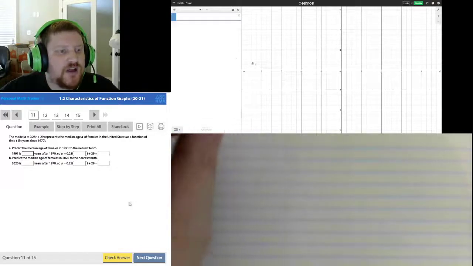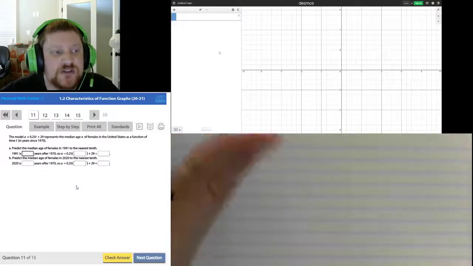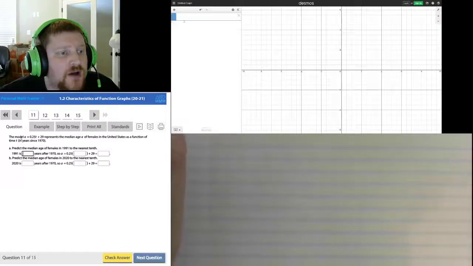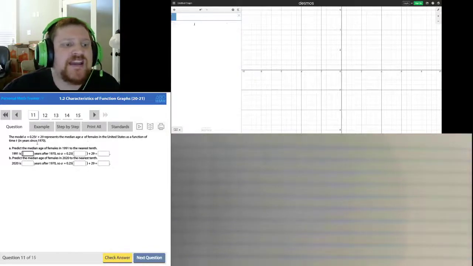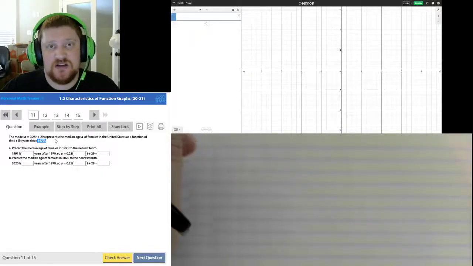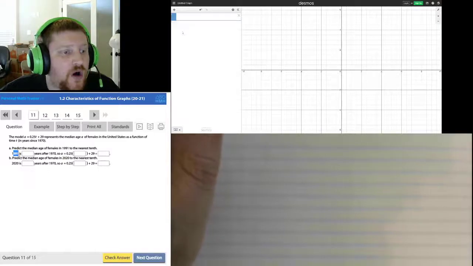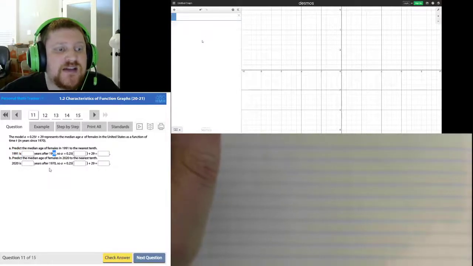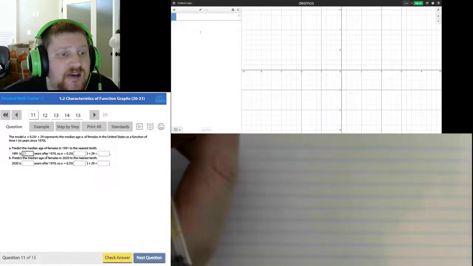We're already at question 11. Again, these last 5 questions are going to be the SAT style questions. So our model A equals 0.25t plus 29 represents the median age A of females in the United States as a function of time t in years since 1970. That's very important for us to remember. So 1991 is how many years after 1970? Well, 1991 minus 1970 is 21. So this is 21 years after.